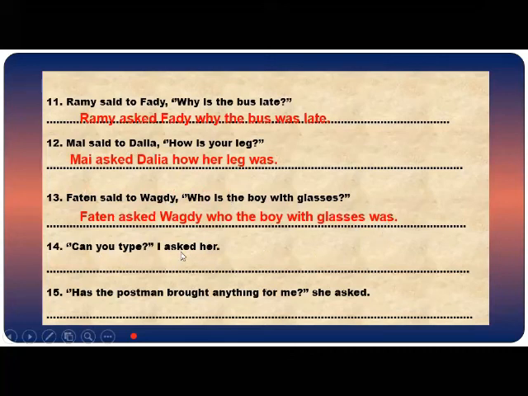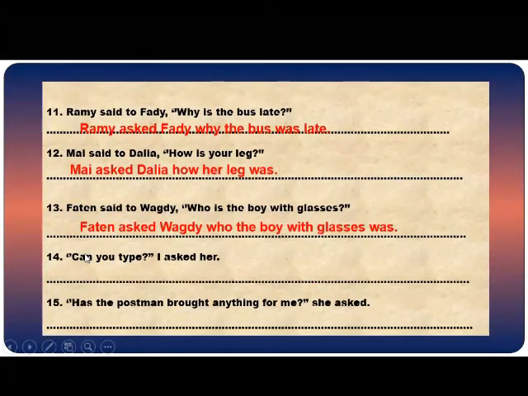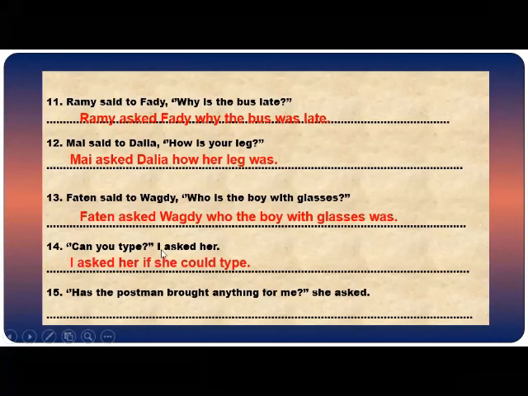Can you type? I asked her. So I asked her. Here it is a yes/no question, so if. Can you type? I asked her. So I asked her if she can will be could. If she could type. I asked her if she could type.